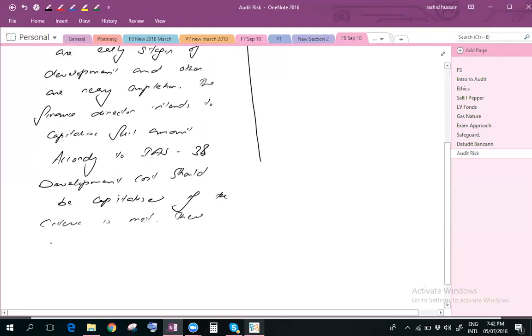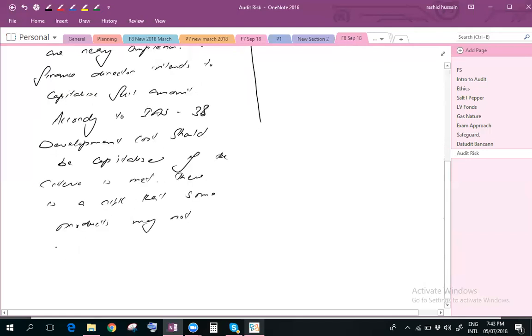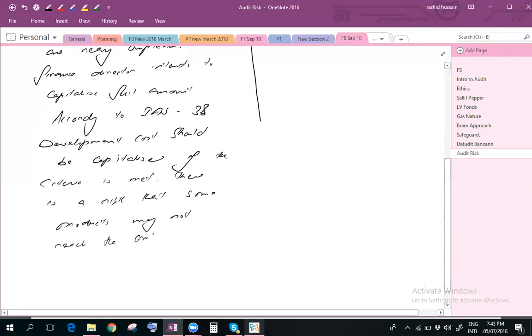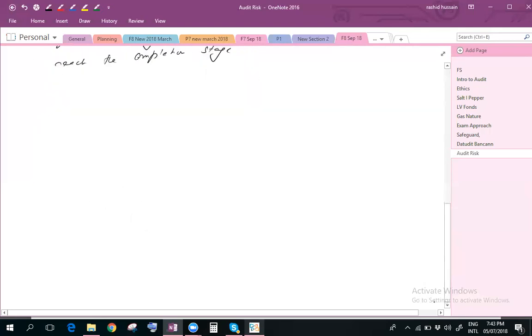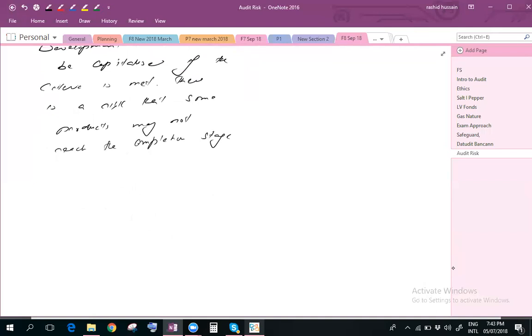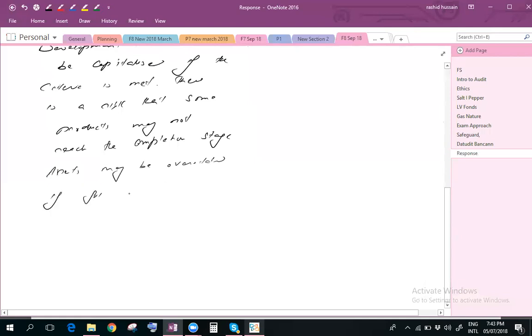There is a risk that some products may not reach the completion stage. Assets may be overstated if the full cost is capitalized.